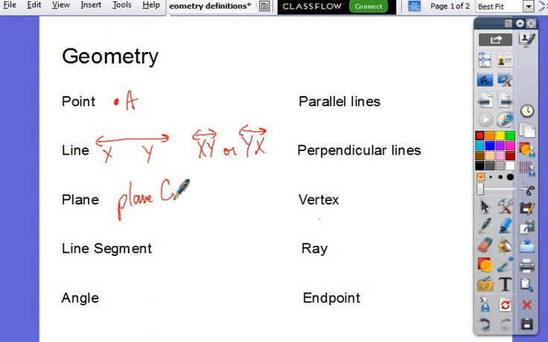Line segment. All right, so if I had CD, I could either do CD or DC. Again, it can have the little line segment symbols above it, or it could not have it above it. Either way is going to work.